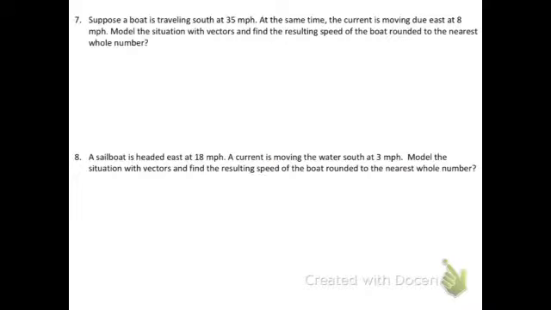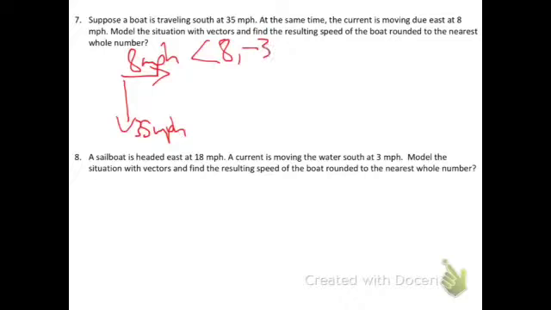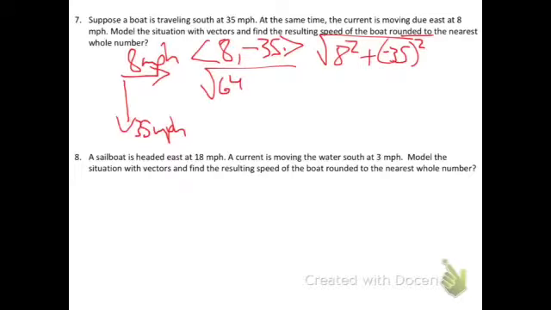Moving on to 7, boat's going south at 35 miles per hour. But the current is moving east at 8 miles per hour. And so our vector would come from the horizontal component, 8 miles per hour, and the y component of 35 miles per hour. So those are our two components, and we're going to use those to get our speed, or the magnitude. So take 8 squared, take negative 35 and square it, add those together, and then square root it, and you'll have a result. 8 squared is 64.